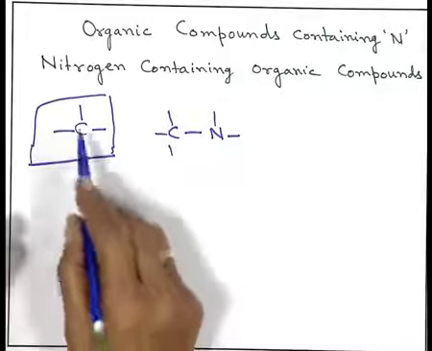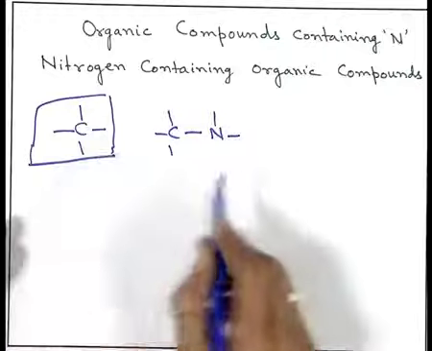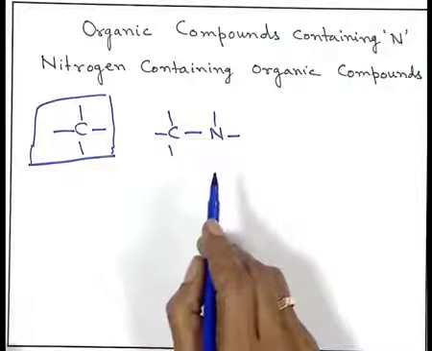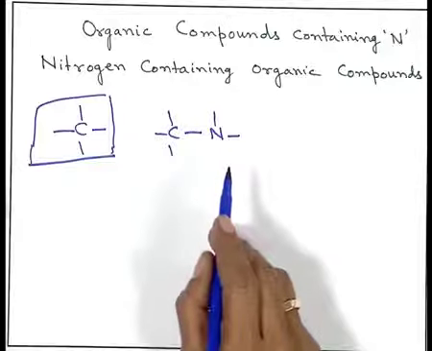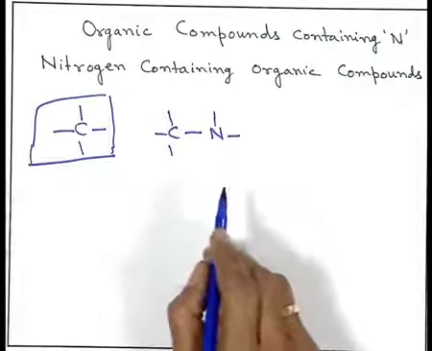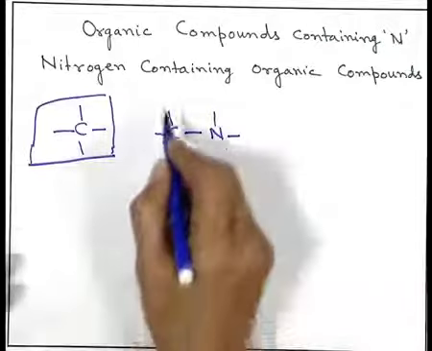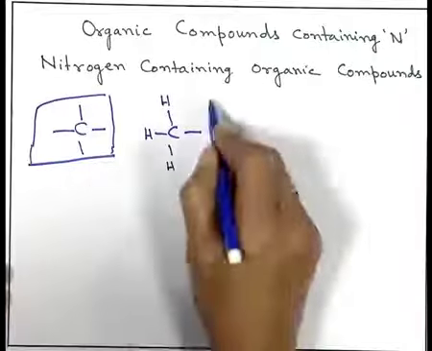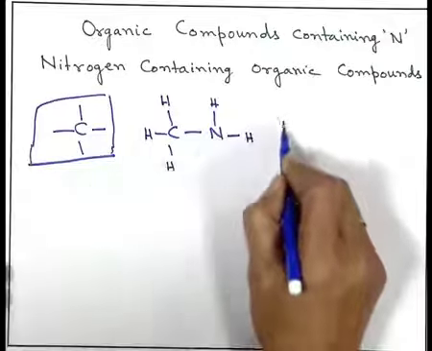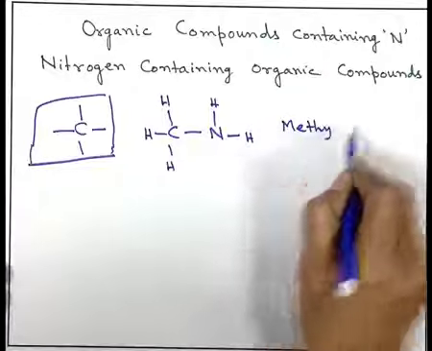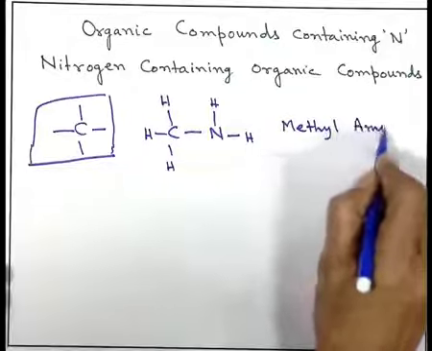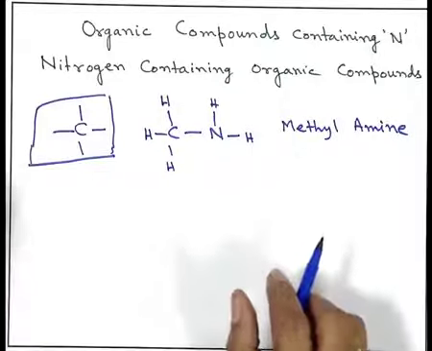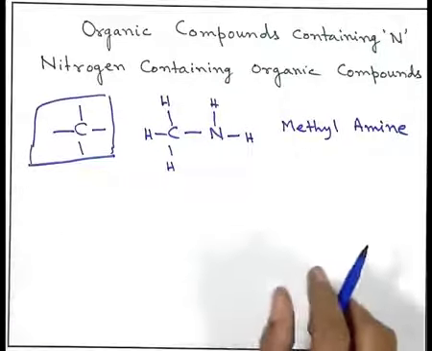I have shown tetravalent carbon and I have attached it with a nitrogen atom, and we know carbon is tetravalent, nitrogen is trivalent. So, if you now satisfy the valencies with some substituents like hydrogen, the simplest one, the compound we end up with is methyl amine. This is the simplest carbon nitrogen containing compound, methyl amine.